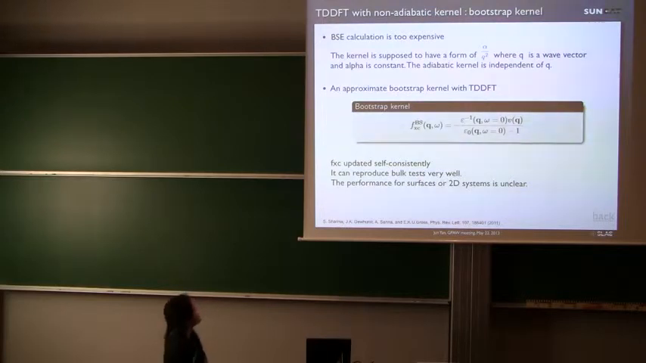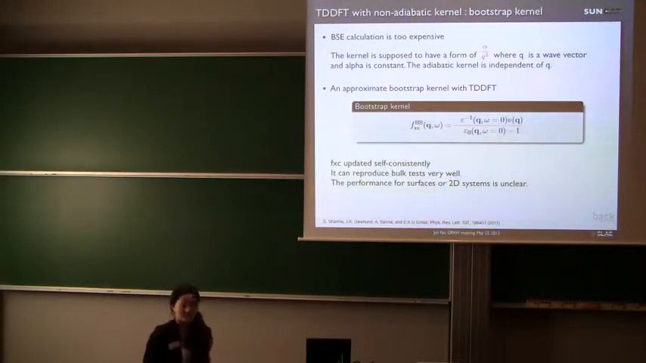The reason is that in TDDFT, if we use any adiabatic kernel, it's Q independent. Q is the wave vector of the external field. But the true kernel from the BSE should have a property like alpha over Q squared, where Q is the wave vector and alpha is a constant that is different for different materials. So they should have such a form, which is not there for the ALDA kernel.